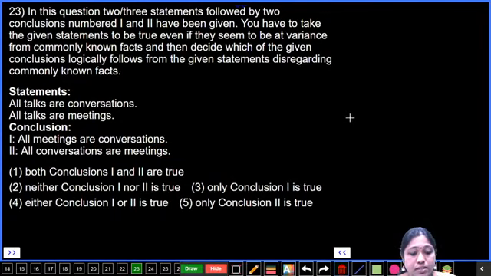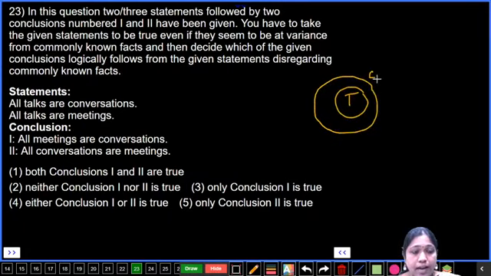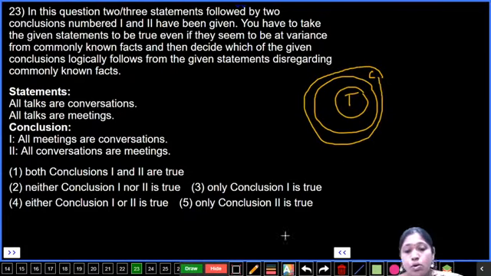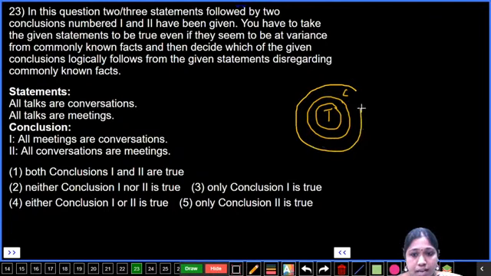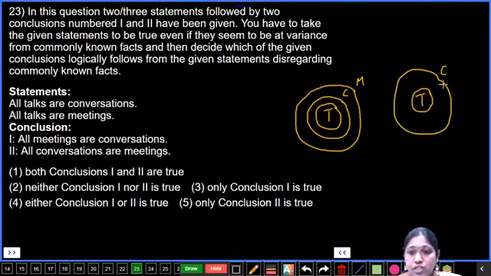What is given here is all talks are conversations. And then all the talks are meetings. This can be drawn in two possibilities. What are the two possibilities? Means all the talks are conversations, all the talks are meetings. This can be considered in this way, or else all the talks are conversations and all the talks are meetings.